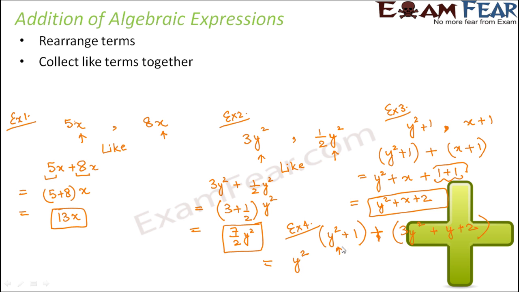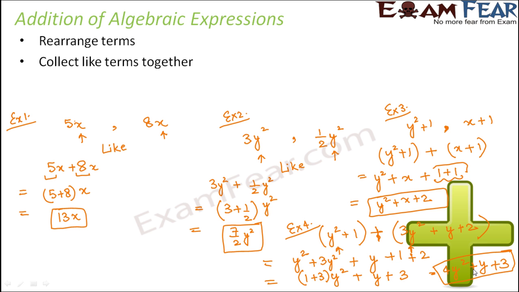So do you have any other term which is like y square? Yes, 3y square. So let us place the y square together. Then let us place the y's together. So for y you just have one term. And then let us place the constants together, which is 1 plus 2. So y square plus 3y square. As I said, how will you add these two terms? Just add the numeric coefficients. 1 plus 3 y square plus y plus 1 plus 2 is 3. Now 3 plus 1 is 4. So 4y square plus y plus 3. So this would be the final answer.